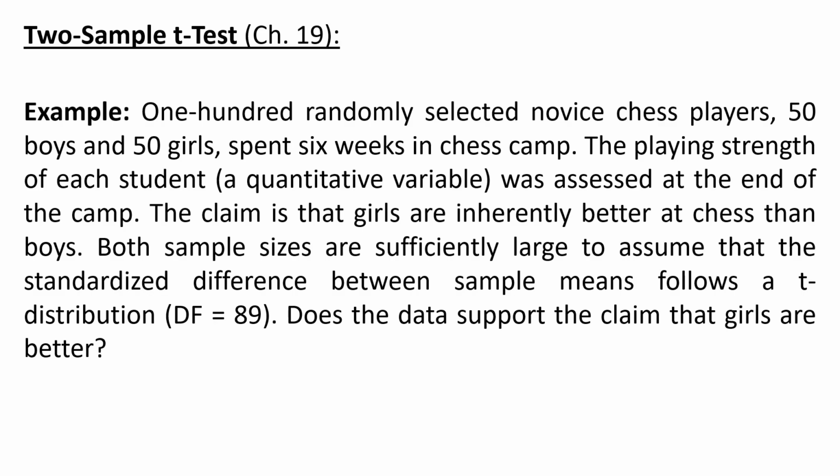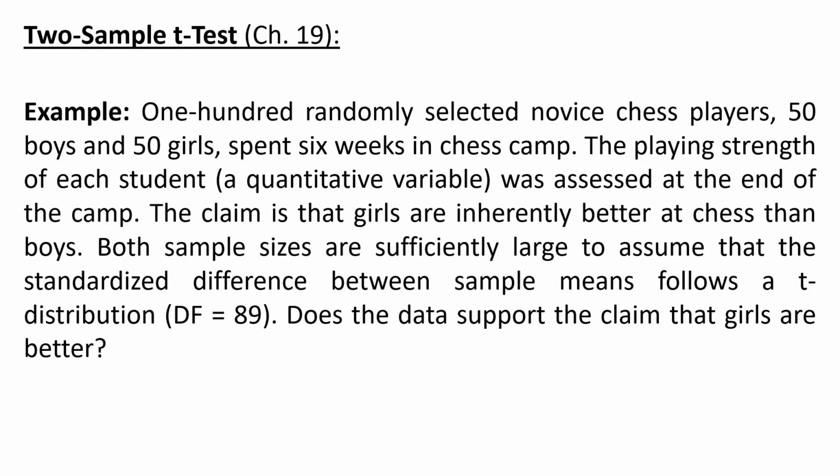Next question. Here we're looking at a two-sample t-test. So we have 100 randomly selected novice chess players, 50 boys and 50 girls, who spent 6 weeks in chess camp. The playing strength of each student, which is a quantitative variable, was assessed at the end of the camp. The claim is that girls are inherently better at chess than boys.